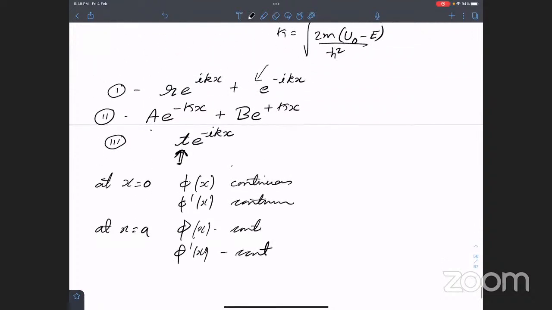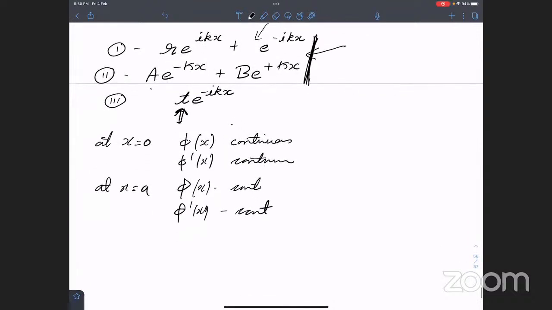So let us work it out based on that. At x equal to 0, the boundary between these two terms, what I'm saying is r plus 1. If I substitute x equal to 0 here, I get r plus 1 should be equal to a plus b. That's what I get from this.